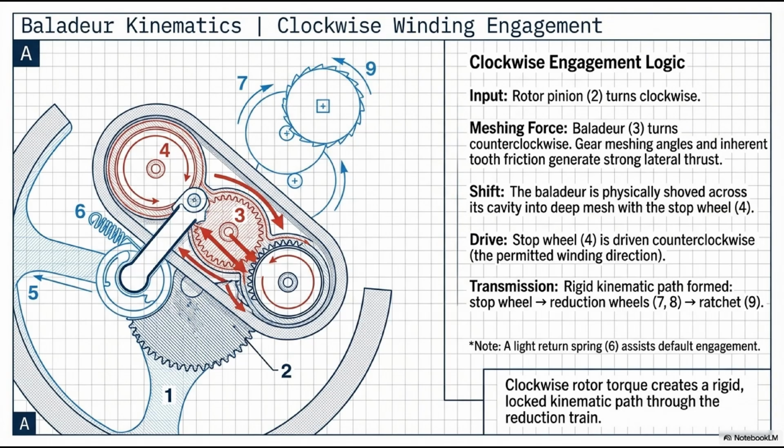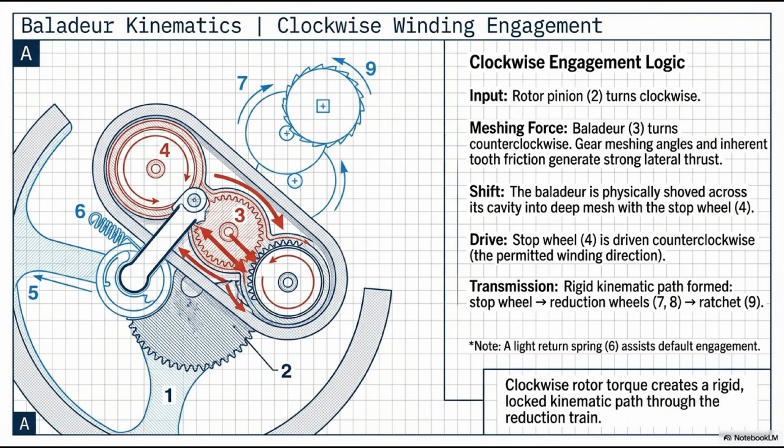The specific gear meshing angles, combined with the inherent friction of the teeth rubbing together, generates a strong, lateral physical thrust vector. Shift, this lateral thrust physically shoves the entire Balladur gear, 3, across its elongated cavity until it smashes into deep mesh with the stop wheel, 4. A light return spring, 6, assists this default engagement. Drive, the stop wheel, 4, is now driven counterclockwise, which is the permitted winding direction allowed by its pawl, 5.